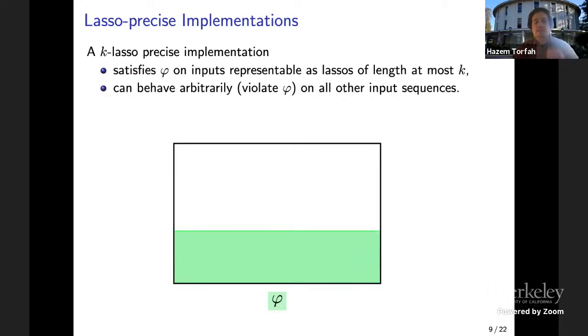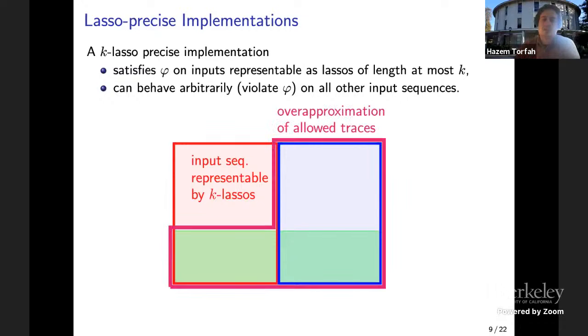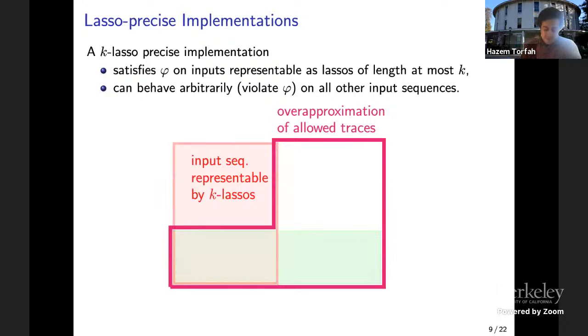So more concretely, the language that should be described by the automaton we're looking for is one that, considering phi, we first separate phi into two spaces. The first space defines input behaviors representable by k lassos, and the second is the complement set of that. What we are interested in is over-approximating this problem. So we're looking for an automaton that defines the language of k lassos, so inputs representable by k lassos, and over-approximates the rest.